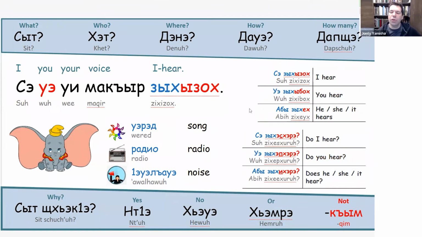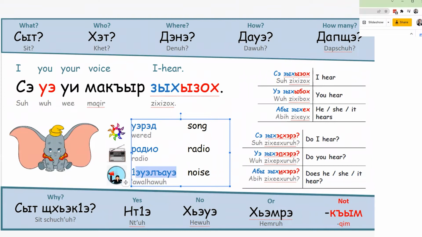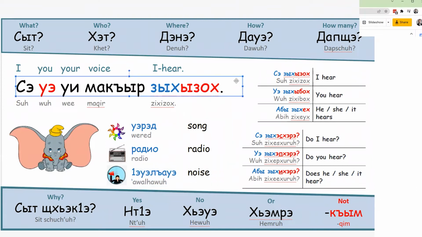Okay. So you guys did really well. You guys all feel comfortable making these sounds? Yeah? Okay. So, and then we all know, I think most of us know wared, very common word. Radio, international word. And then we have this word, which is a noise. Awathawa. Awathawa. In Russian it means noise. Okay. So, class.